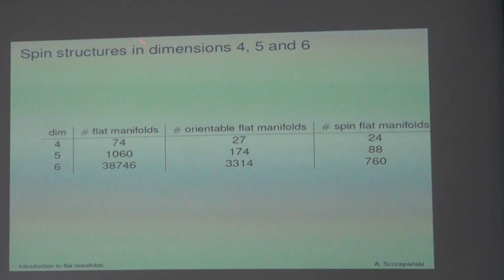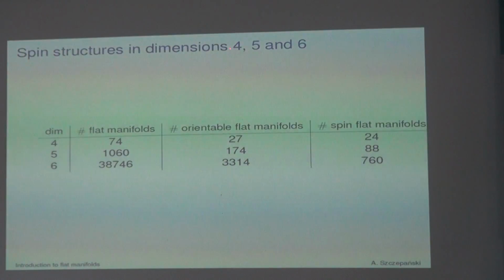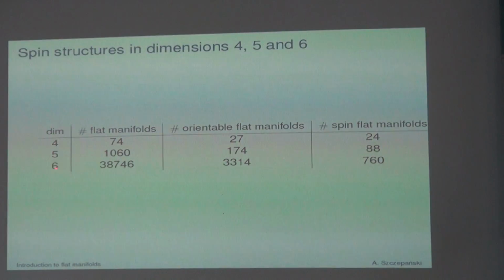And then we calculated, with the support of a computer, spin structures in dimensions 4, 5, and 6. And you have here the number of manifolds. You have orientable flat manifolds, and there is the number of spin structures. So there is a statistic of flat manifolds, because the existence of a spin structure is equivalent to the second Stiefel-Whitney class being trivial.